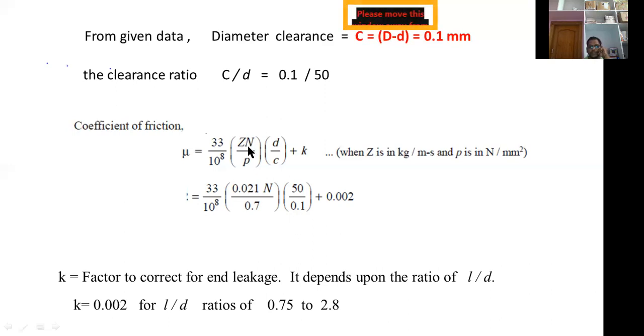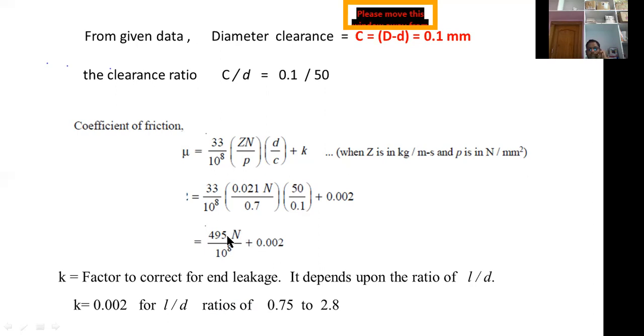The bearing pressure we already found, that is 0.7, and the value of D by C is obtained from the above equation. This is the C by D ratio equal to 0.1 by 50, and this one is the reciprocal of that. So D equals 50 mm, C equals 0.1, and K equals 0.002. Finally, we got the answer: mu equals 495 N by 10 power 8 plus 0.002.